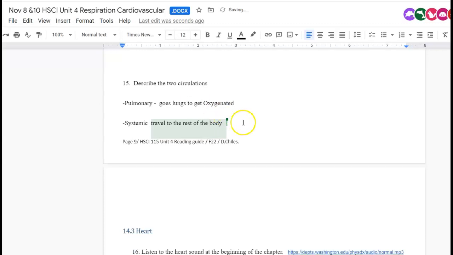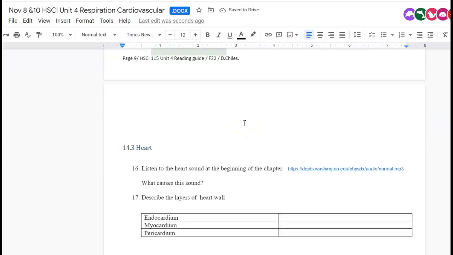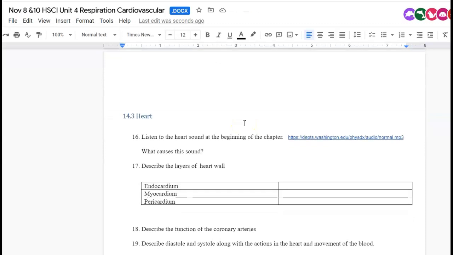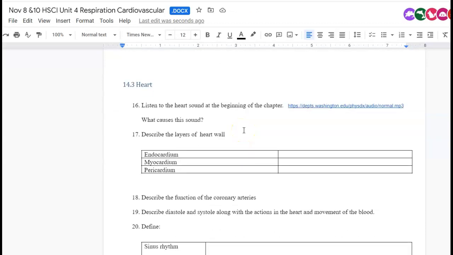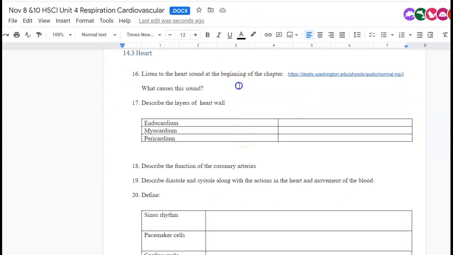Okay? Good. Listen to the heart sound at the beginning of the chapter. What causes the sound? We just did that. Oh well, I'm out of order. The movement of the fluid as the valves close.